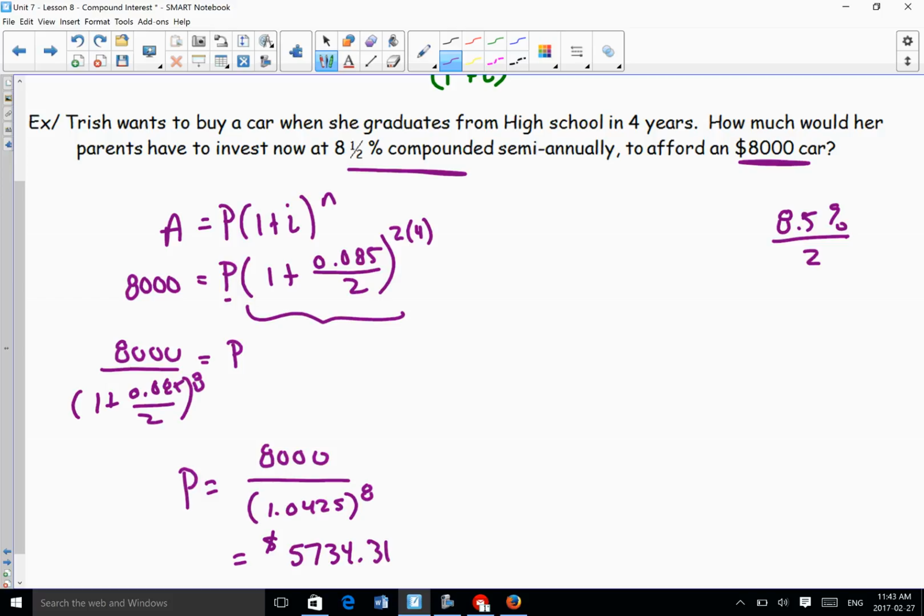So she doesn't need near $8,000. She only needs $5,700. But over time, that $5,700 will grow to $8,000 by compounding interest.